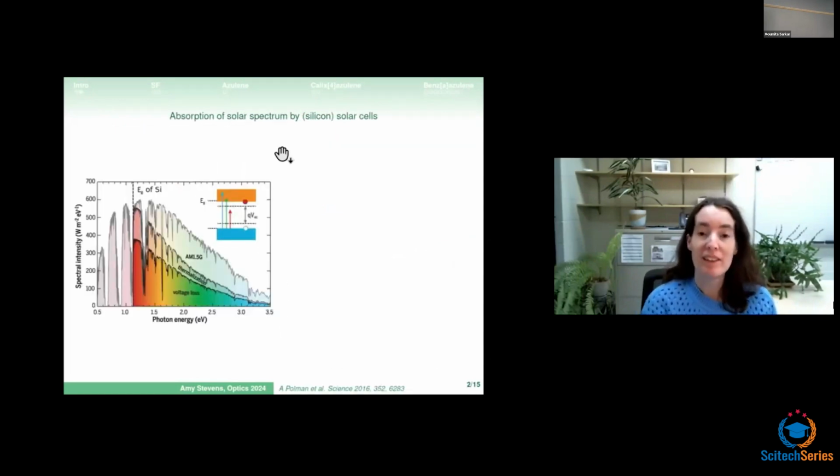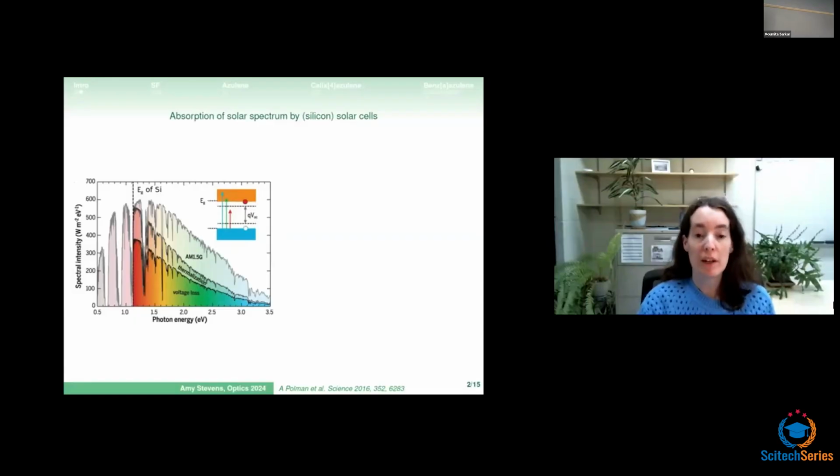To motivate these studies, let's have a look at the solar spectrum. Here we have spectral intensity versus photon energy. This is our solar spectrum at ground level. And here is a typical silicon solar cell, where you have your valence and conduction bands, with a band gap of roughly 1.3 eV. There are a few issues with this.